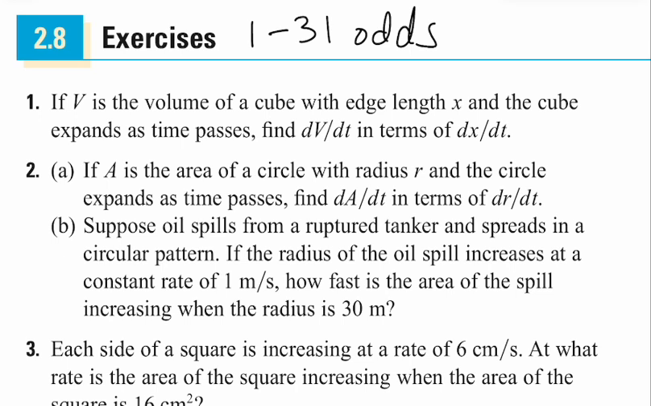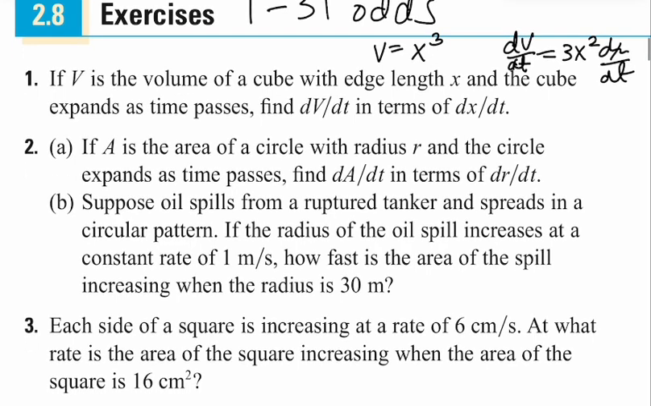Okay, so all they're looking at for number one is for us to set up the process. That's all they want. So we know that the volume of a cube is x cubed, because length times width times height, they all are x. And so we know that dV/dt equals 3x squared dx/dt. That's all they want. Bam, we're done. That's number one.